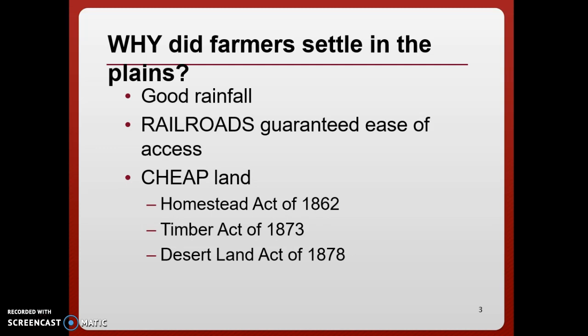Railroads, again, guaranteed ease of access to ship products, but also to get manufactured products back to the Great Plains. And also you have very cheap land.